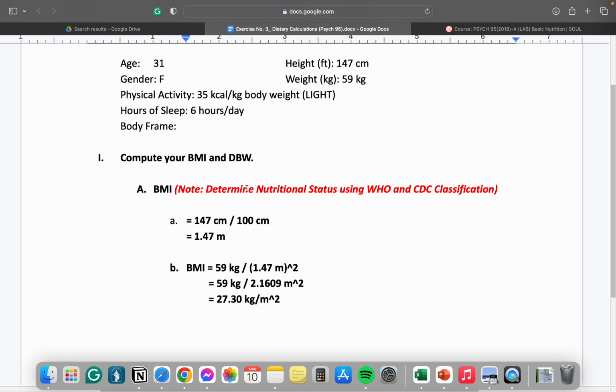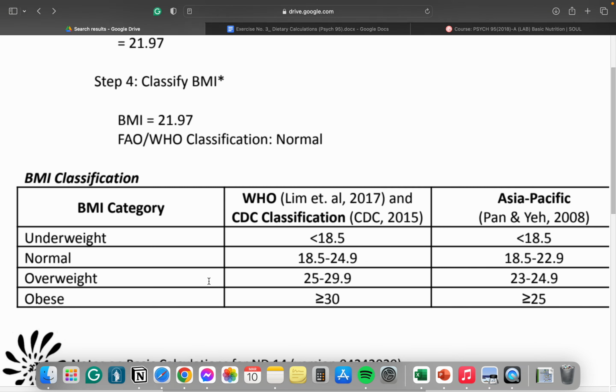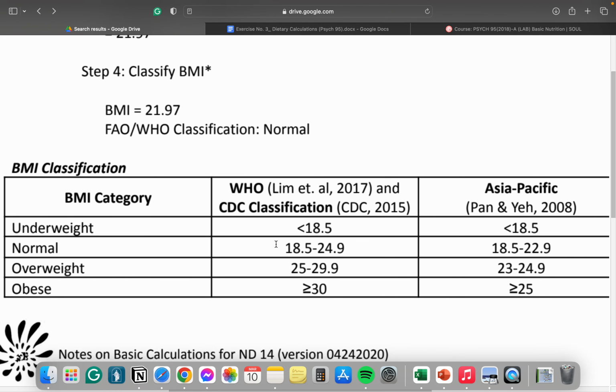Okay. So we need to determine this, because if we're just going to look at the number, it doesn't mean anything. So we need to classify it. So to determine your nutritional status, we will be using the classification according to WHO or World Health Organization and CDC, the Center for Disease Control and Prevention. So nutritional classification is, let's go to our notes. Dietary notes.